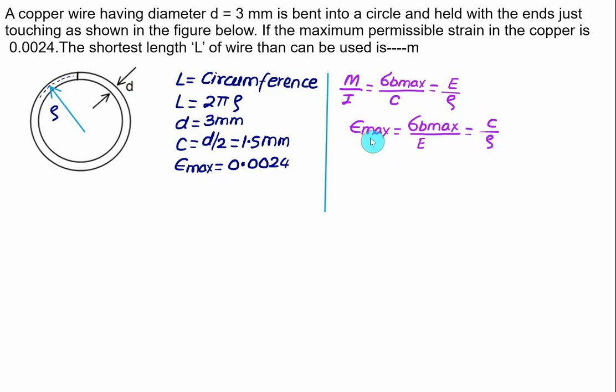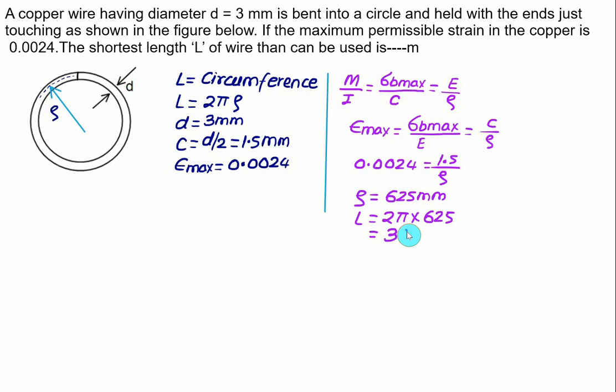This time we can substitute the maximum strain as 0.0024. The value of C is d by 2, equal to 1.5, divided by rho. So 1.5 divided by 0.0024, we can calculate here the radius of curvature rho. In this case, the radius of curvature rho comes out to be 625 mm. Once we know the value of the radius of curvature, we can calculate the length L, which is given as 2 pi multiplied by rho, and we have rho equal to 625. In this fashion we can calculate the total length. This total length will come out to be 3925 mm, which is equal to 3.925 meter.